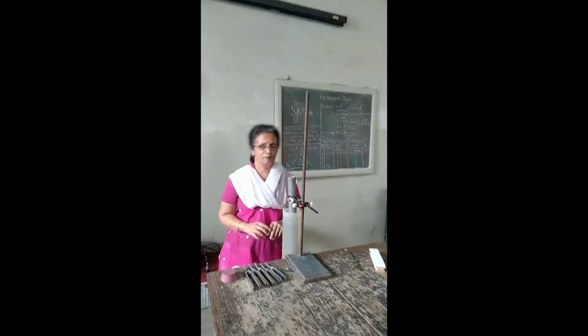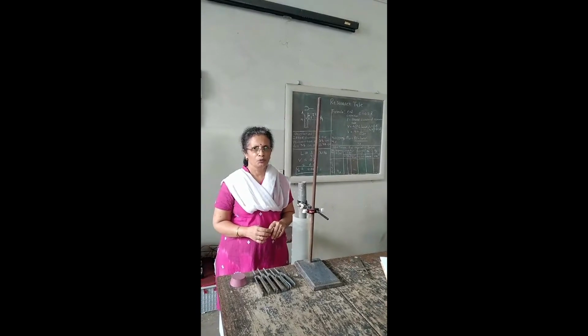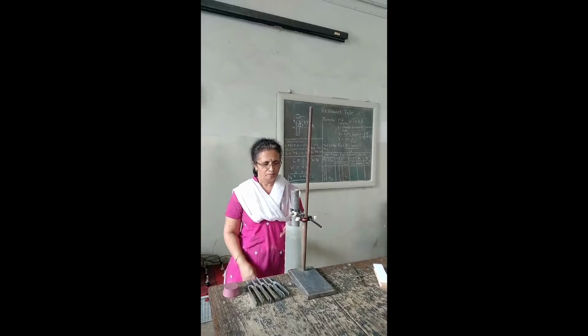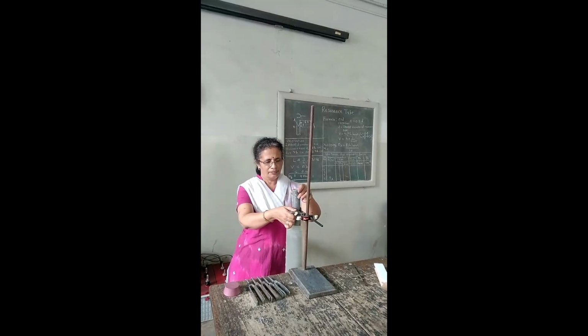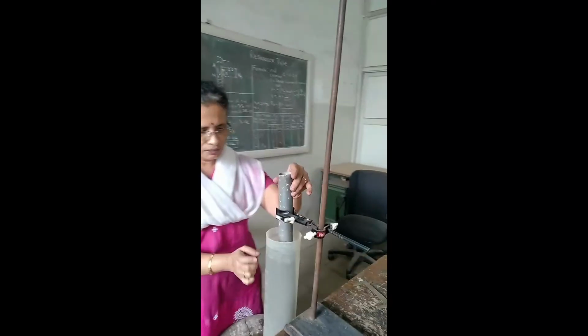Today's aim of the experiment: we have to find out the velocity of sound at room temperature by using the resonance tube method. So let me explain the apparatus first. This is the resonance tube. This is called the outer jacket.